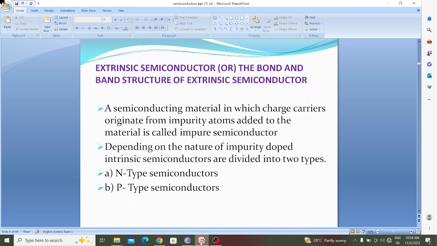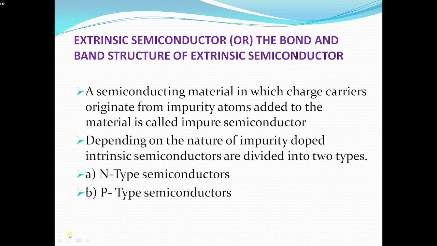Good morning students. Today we will discuss extrinsic semiconductors, or the bond and band structure of extrinsic semiconductors. As we have discussed in earlier classes, what is an extrinsic semiconductor? An extrinsic semiconductor is a doped semiconductor. Doped means that in an intrinsic semiconductor we add impurities. So an extrinsic semiconductor is a semiconductor in which charge carriers originate from impurity atoms.